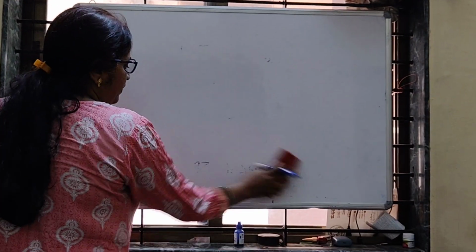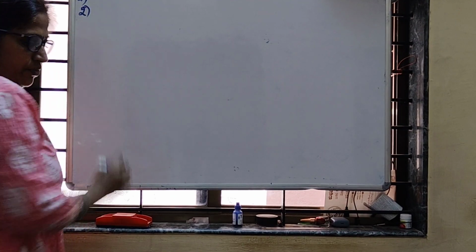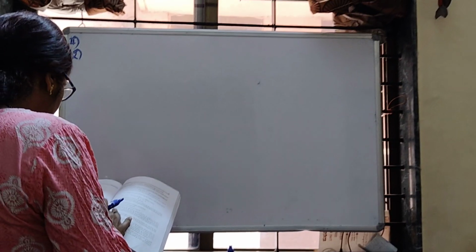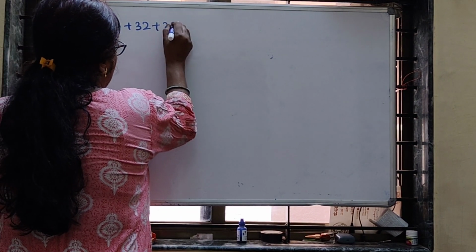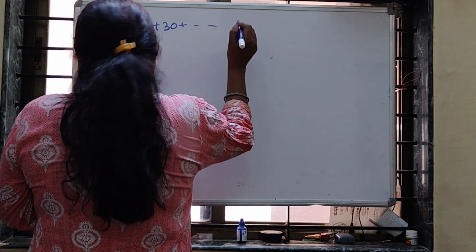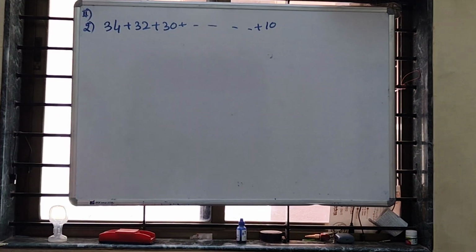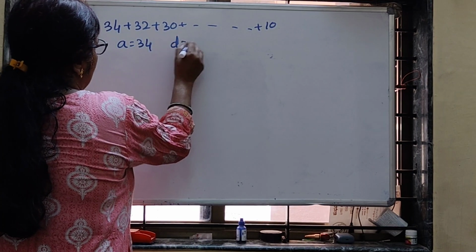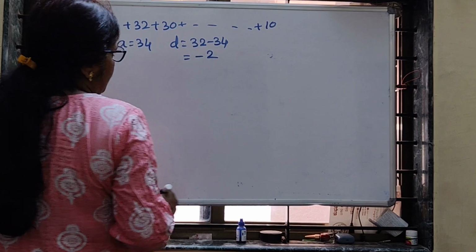We'll begin with the second question now. Second main, second question. It is 34 plus 32 plus 30 up to 10. So the last term is 10. Here d becomes negative, children. So a is equal to 34. D is equal to 32 minus 34, which gives us minus 2.